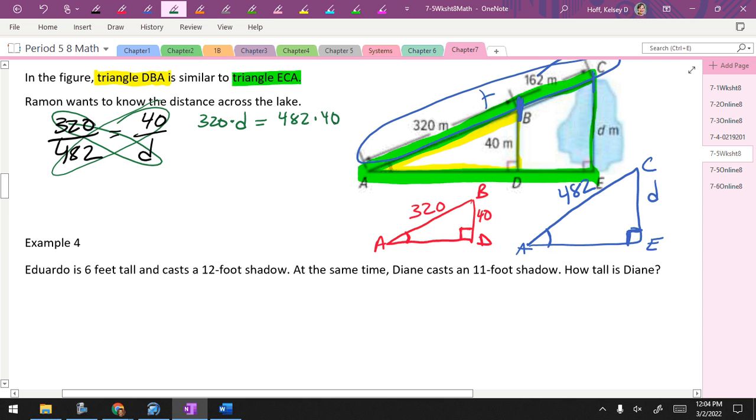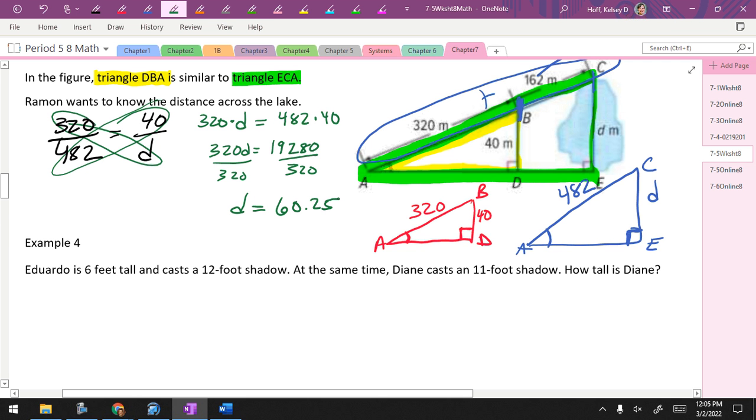482 times 40. What's 320 times D? 320D. What's 482 times 40? 19,280. Okay. Now what do I do? Divide by 320. D equals 60.25. Can I have a decimal?